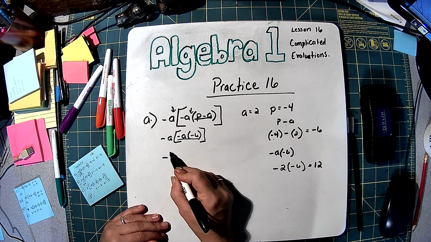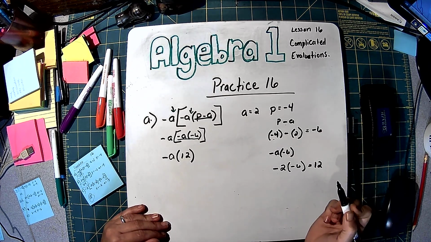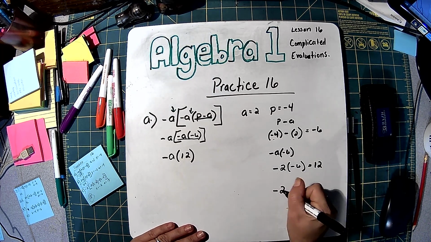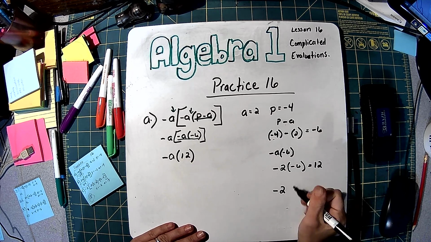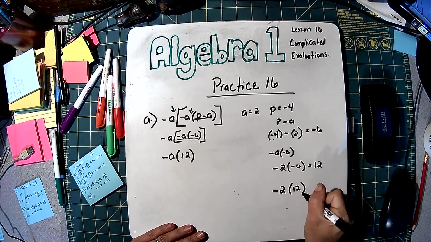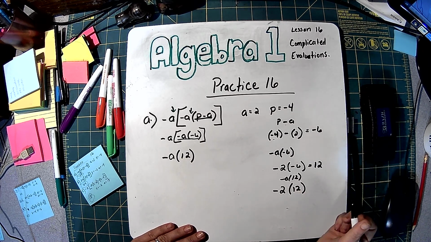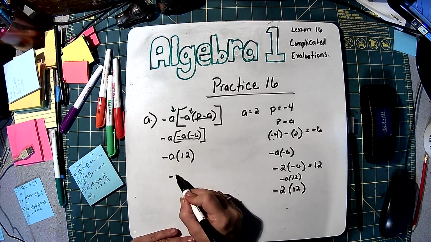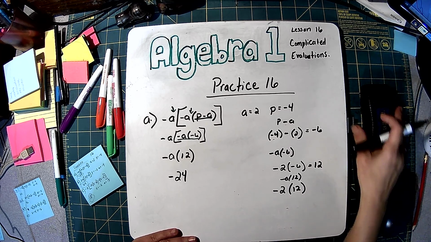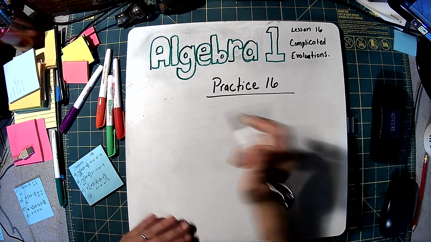Now, that means I have negative A times 12. Negative A would be negative 2 times 12. So negative A times 12 is negative 2 times 12, which would be negative 24. So that's the answer to A. It's negative 24. Okay, now we'll try B.